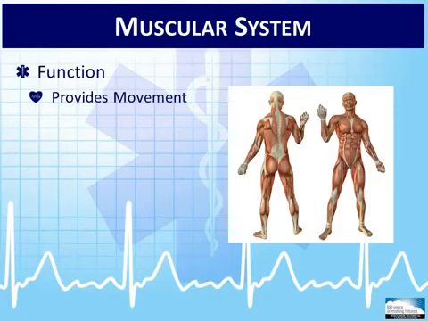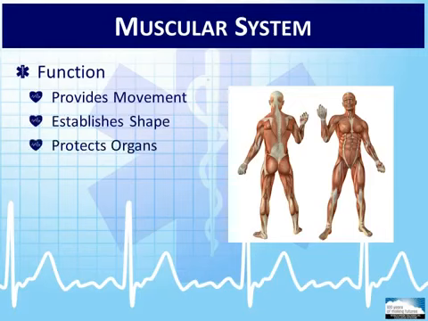Our muscles give our bodies their shape. They provide additional protection for our vital organs and vessels, and because muscles consume a lot of calories, they also generate our body heat.